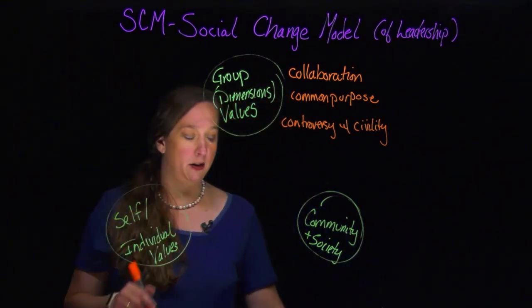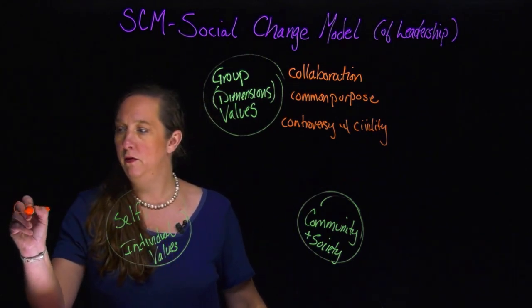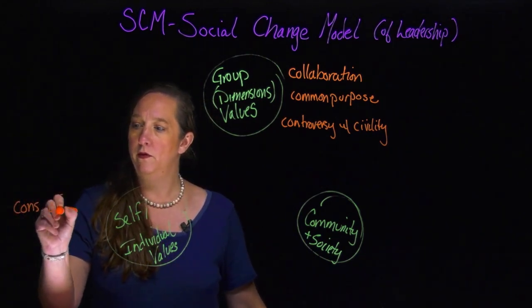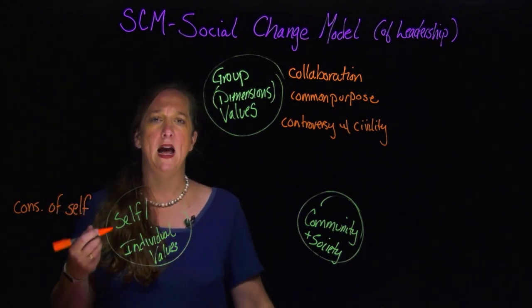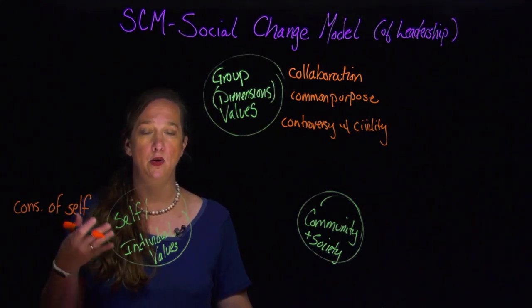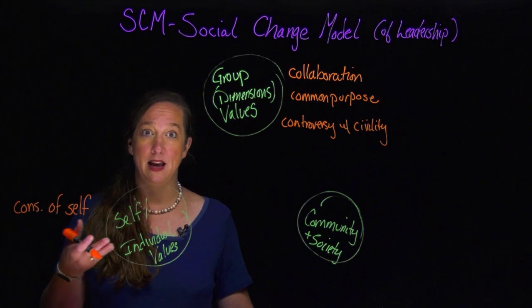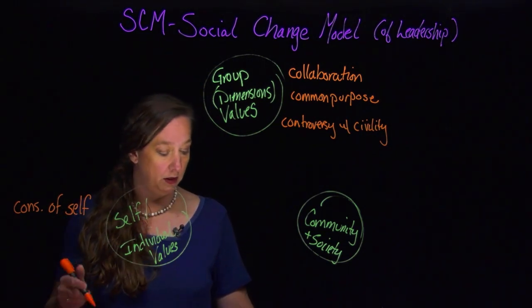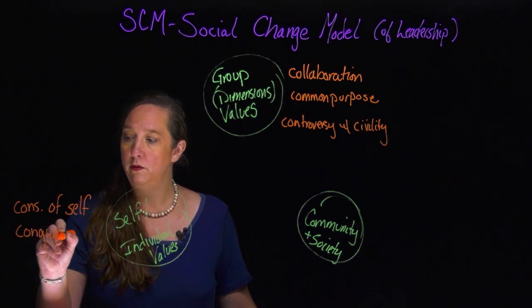And when we talk about self and our individual values, we need to think about the consciousness of self. This is being self-aware. How does this impact me? How does this benefit me? And acknowledging the fact that you have somewhat of a personal investment in seeing this happen because it will benefit you more than likely. The idea of congruence.